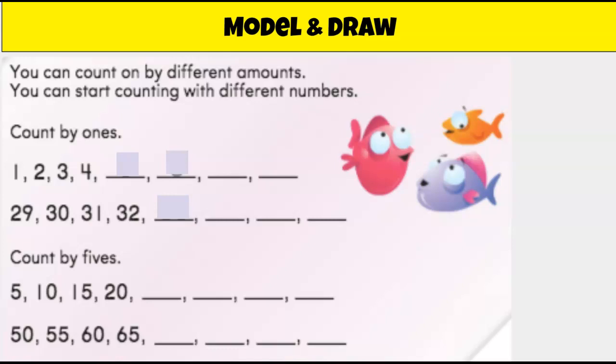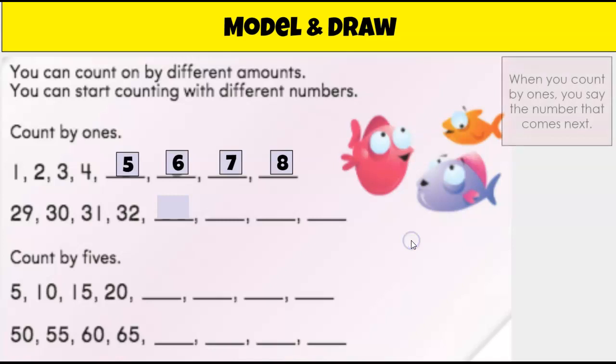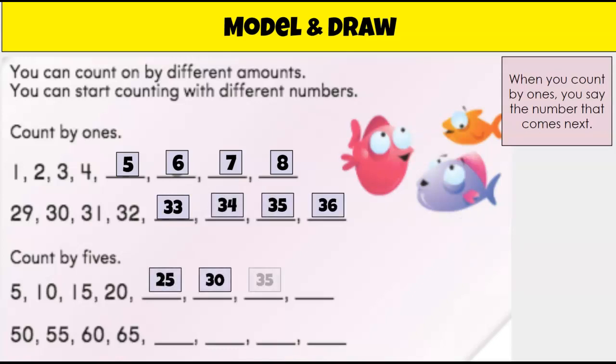Okay, I have 1, 2, 3, 4, 5, 6, 7, 8. Oh, when you count by ones, you can say the number that comes next. That works. Let's try 29, 30, 31, 32. And remember to stop and go ahead and write and then check. 33, 34, 35, 36. Okay, I went too far. I counted by fives. Sorry.